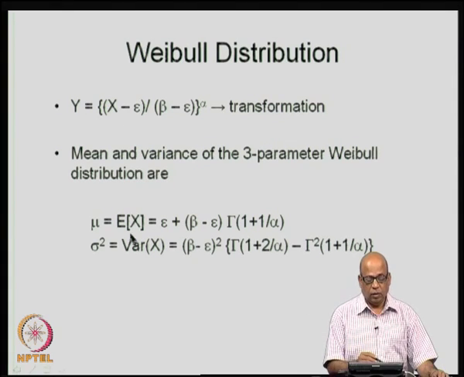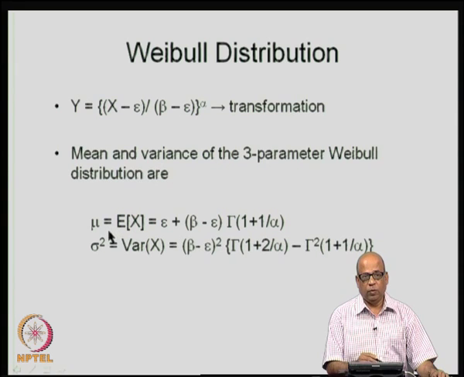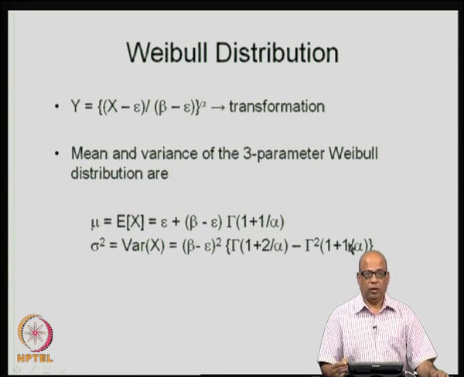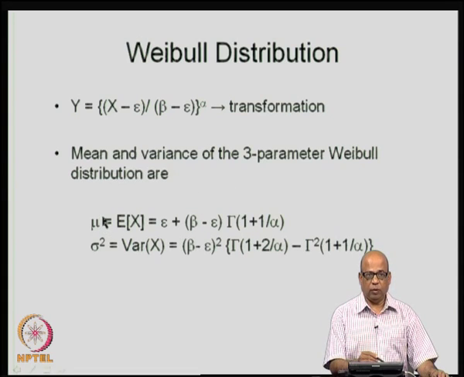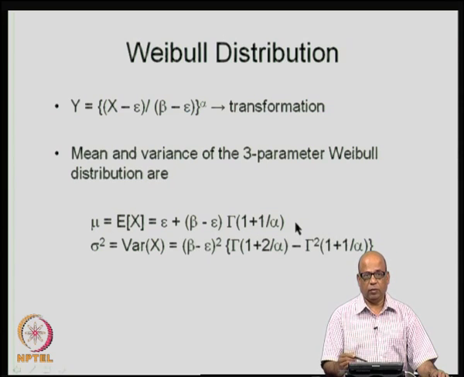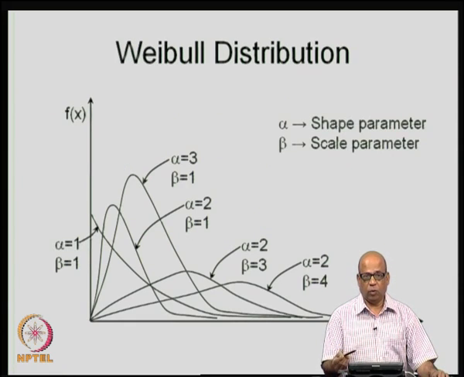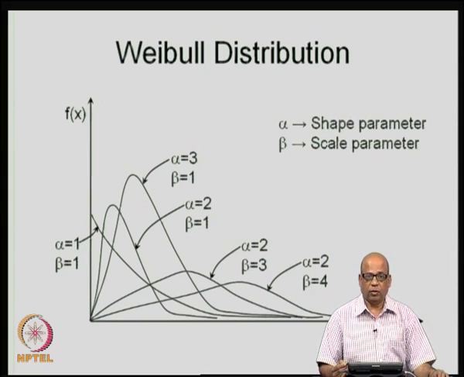Now, in this case again the moments, that is the first moment mu, is given by epsilon plus beta minus epsilon times gamma function 1 plus 1 over alpha, and the variance, which is the second moment about the mean, is given by beta minus epsilon square times the gamma function of 1 plus 2 by alpha minus the square of the gamma function of 1 plus 1 by alpha. So, again from the sample estimates of mu and sigma square, you should be able to get the parameters, also using the third moment in that case, if we have 3 parameters. We will discuss the parameter estimation methods for different distributions hopefully in today's class.